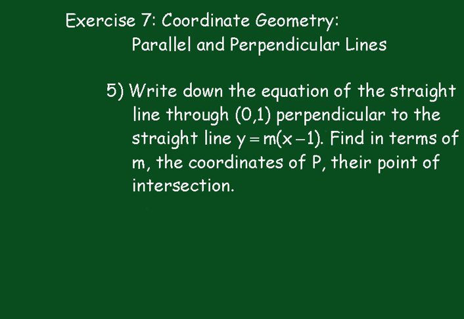Okay, now we have y equals minus 1 on m, x plus 1 is the line, and the point of intersection is (m times (m plus 1) over (m squared plus 1), and m times (m minus 1) over (m squared plus 1)). Quite a nice bit of symmetry there, isn't it?